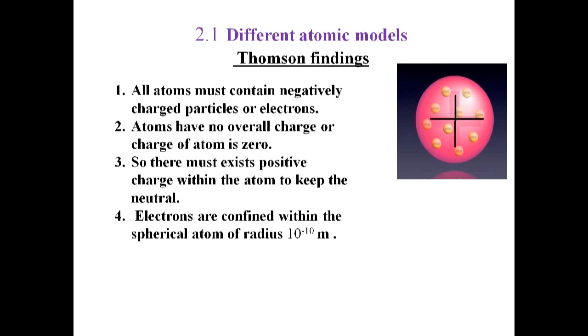Basically, he wanted to explain that if there is negative charge contained in the atom and the overall charge of an atom is zero, or it is electrically neutral, then there is an equal amount of positive charge inside the atom. And another groundbreaking concept about the shape and size of an atom was introduced by Thomson. He proposed that electrons are confined within a spherical atom of radius 1 angstrom, or 10^-10 meter.